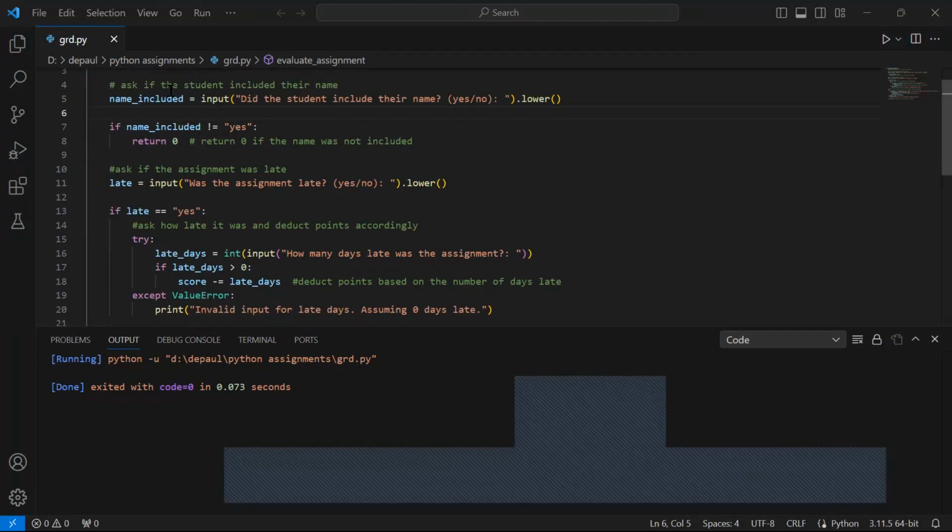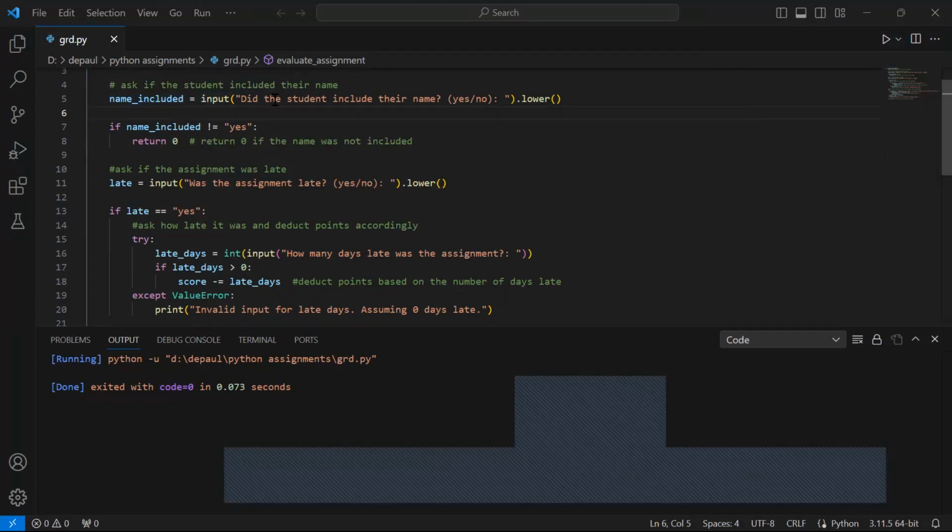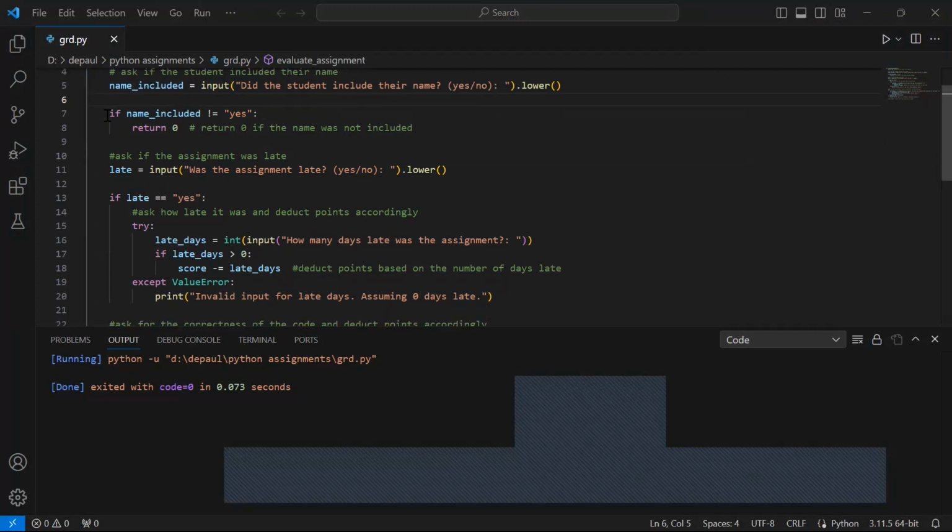and we are going to ask if the student included their name, like name included equals input: Did the student include their name? Yes or no? So if the name included is not equal to yes, that is they didn't include it, we have to return 0. Return 0 if name was not included. That's what we wrote here.